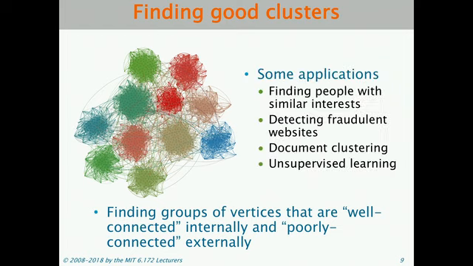Some applications of clustering include community detection in social networks. Here you might be interested in finding groups of people with similar interests or hobbies. You can also use clustering to detect fraudulent websites on the internet. You can use it for clustering documents, so you would cluster documents that have similar text together. And clustering is often used for unsupervised learning in machine learning applications.